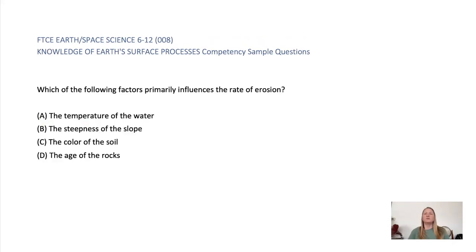Which of the following factors primarily influences the rate of erosion? A. The temperature of the water. B. The steepness of the slope. C. The color of the soil. Or D. The age of rocks. Let's look at this through the process of elimination.